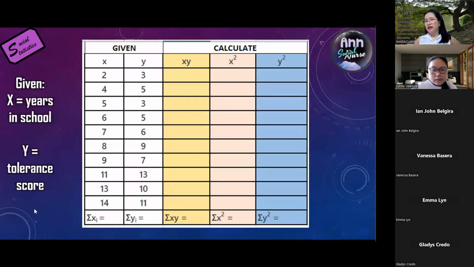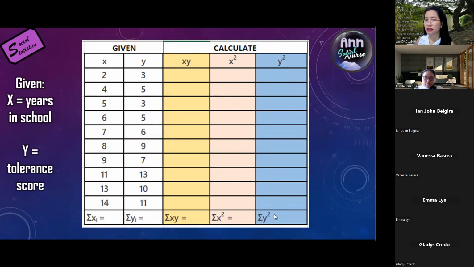Okay. So given X is years in school and Y is tolerance score. Suppose these are the values of X and these are the values of Y. The N is 10. So each respondent will have X and Y values. So you are going to total this, and then you multiply X by Y and put the product here, then X square, put here, Y square, put here. So this is how you are going to do it efficiently in a manual manner.